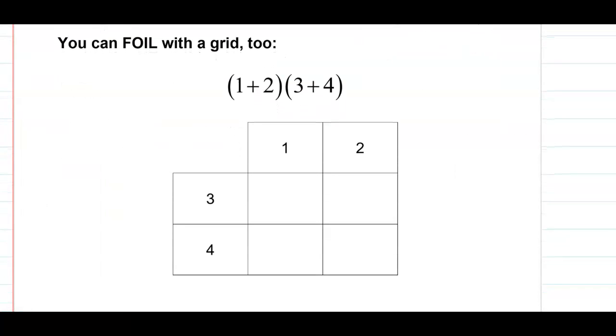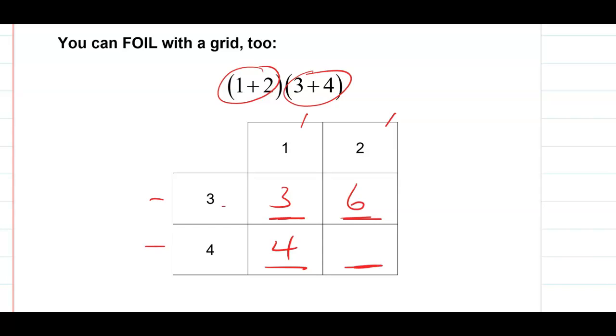Oh, and we could of course do this method again here. In this case where the first part is 1 plus 2, and the second part is 3 plus 4, we can put the 3 and the 4 here, and we can put the 1 and the 2 here. But the game is the same. We go into this empty cell here, and we go 3 times 1 is 3. We go over here, and we see it's 3 times 2, which is 6. We go over here, it's 4 times 1, it's 4. And we go over here, it's 4 times 2 is 8.